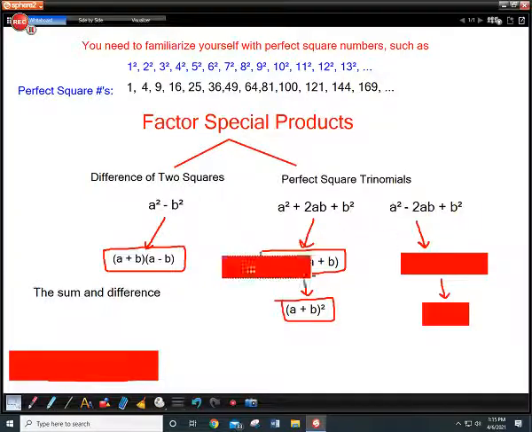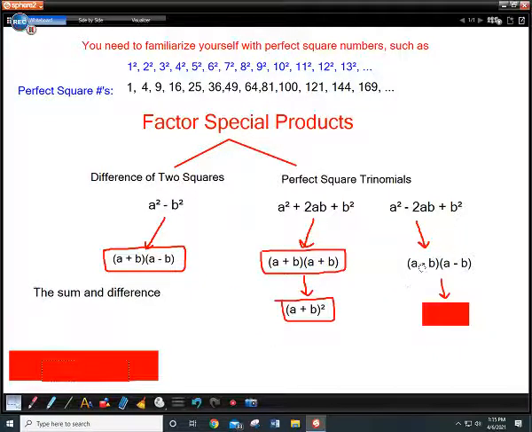Another example of a perfect square trinomial, almost the same thing. The only thing that's different here is the sign. Okay, so if this first number is a perfect square and this last number is a perfect square, and their middle number is twice the product of those squares, this one is going to factor into a minus b times a minus b. And again, you can leave your answer as this.